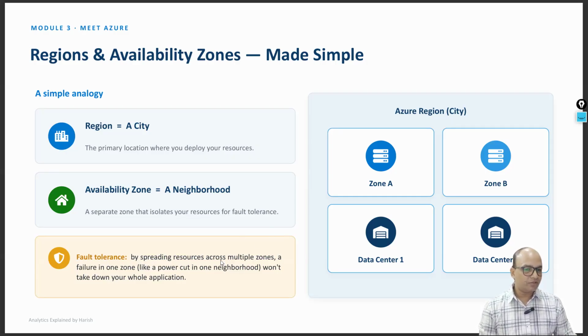By separating resources across multiple zones, a failure in one zone, like a power cut in one neighborhood, won't take down your whole application. That is the whole goal, I can say, right?